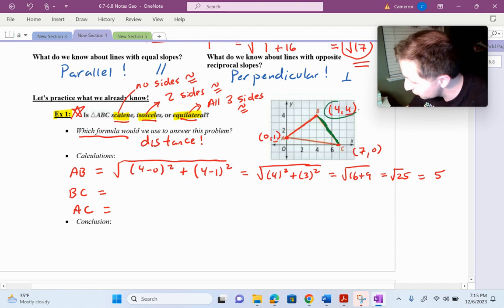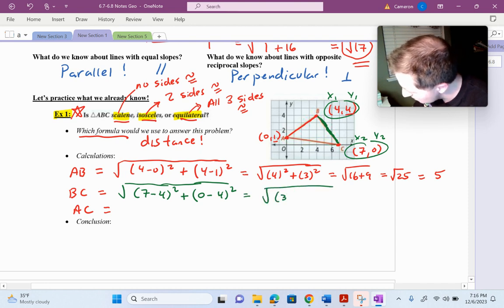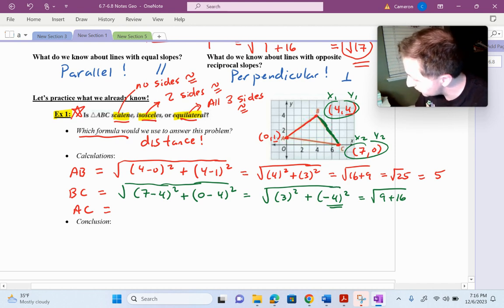So now I'm looking at 4, 4 and 7, 0 as my 2 ordered pairs. Okay, so here's my x1, here's my y1, here's my x2, here's my y2. I'm going to do distance formula again. X2 minus x1 squared would be 7 minus 4 squared, plus y2 minus y1 squared would be 0 minus 4 squared. So I get the square root of 3 squared plus negative 4 squared, and I get the square root of 9, still plus 16. Anytime we square a number, we get a positive.